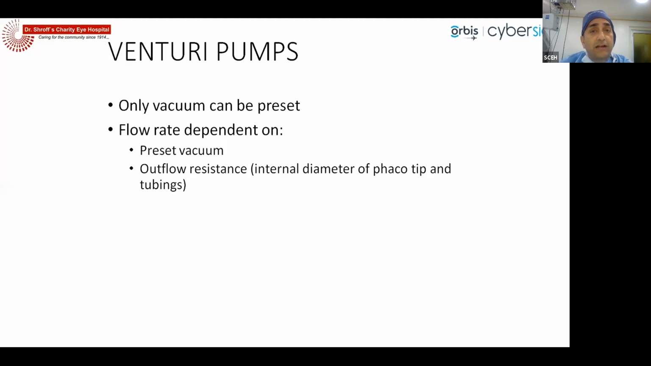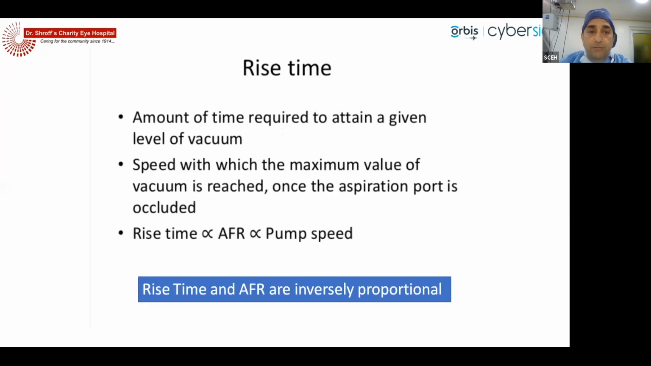Venturi pumps, on the other hand, have only vacuum. You cannot separate aspiration flow rate settings from vacuum. In a Venturi pump, you have preset vacuum, and it's all or none, and outflow resistance, which is the internal diameter of the phaco tip and tubings, that determines how much flow rate you get. So generally today, most machines have a narrow bore of the aspiration tubing and a slightly wider bore of the irrigation tubing, so that you have more irrigation and less collapse of the anterior chamber.